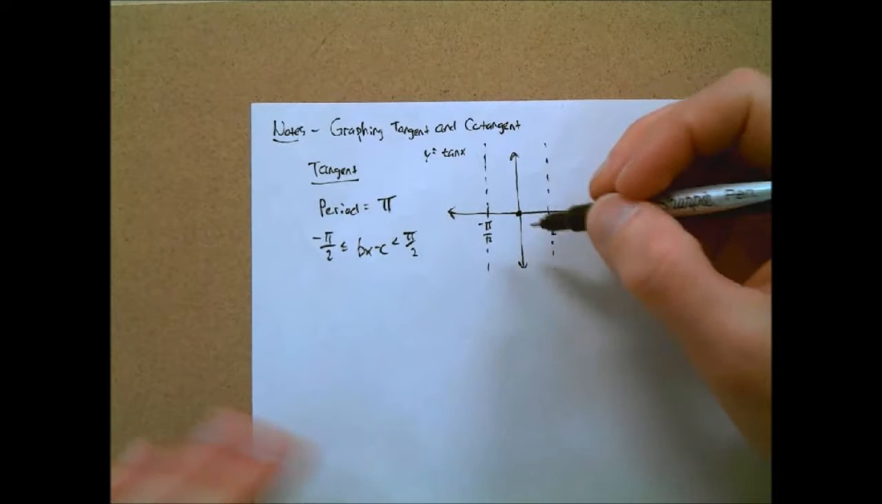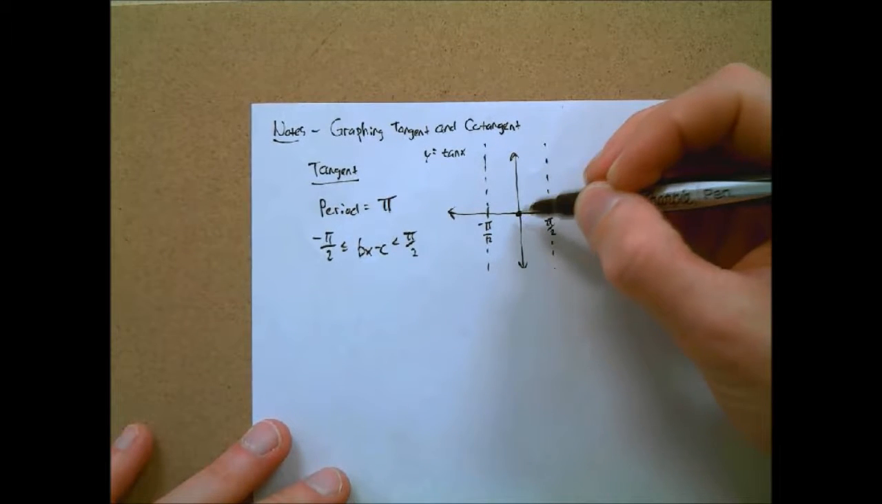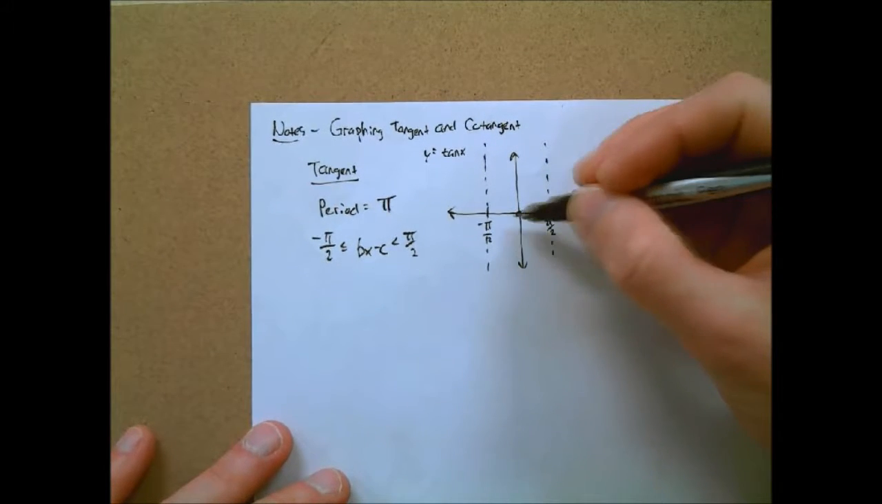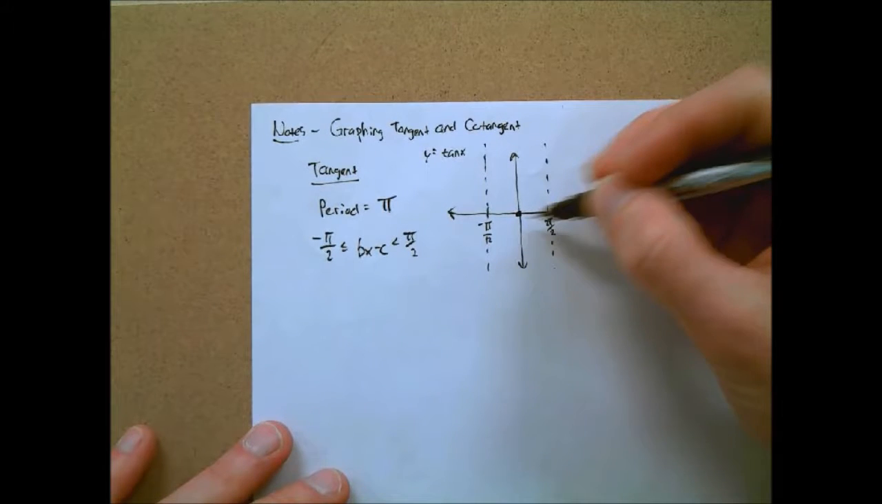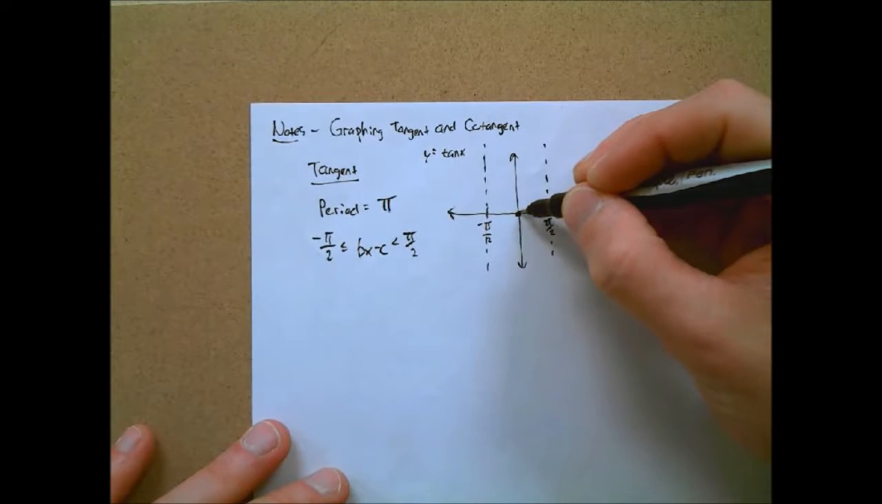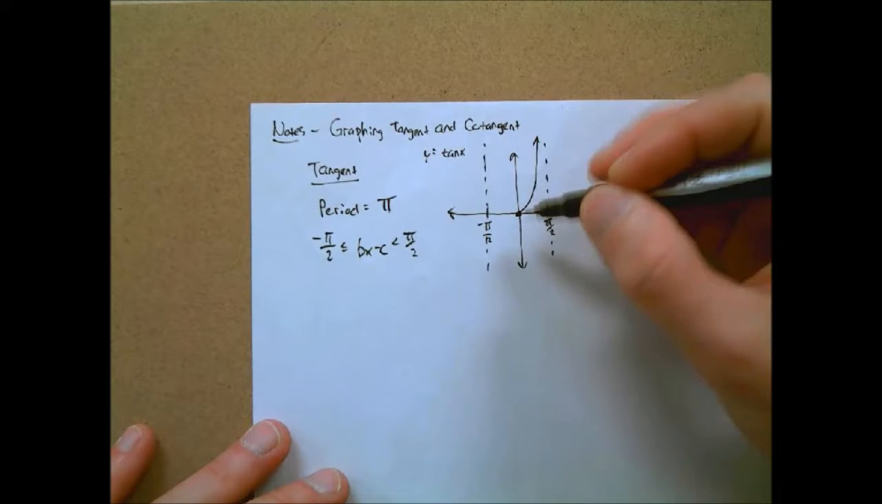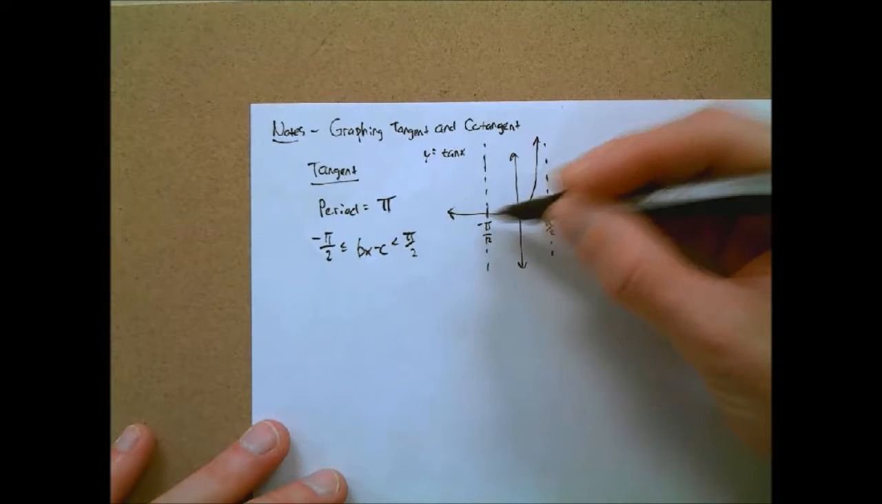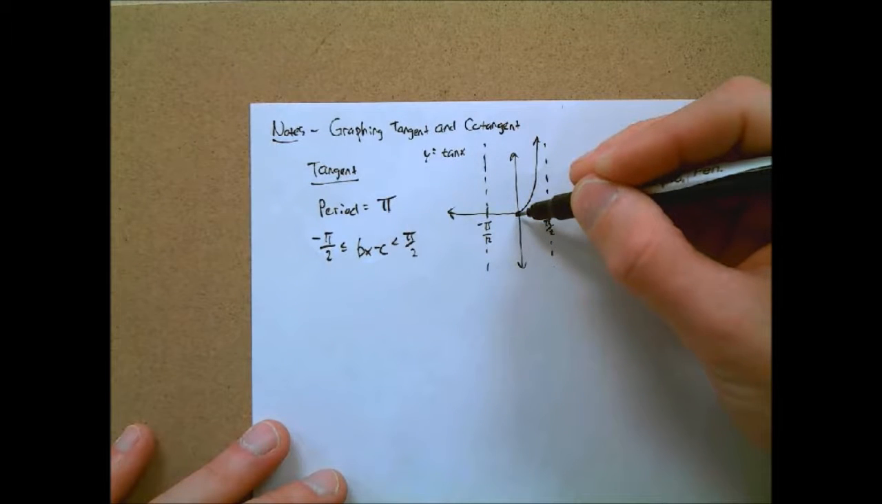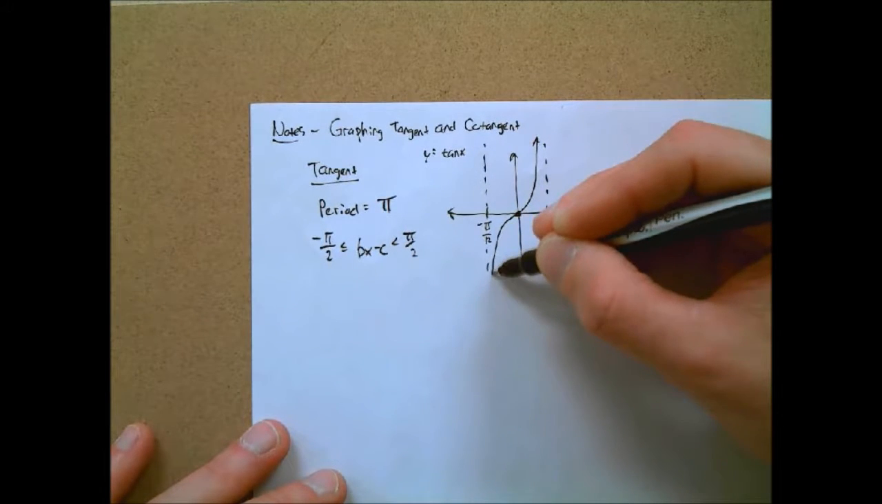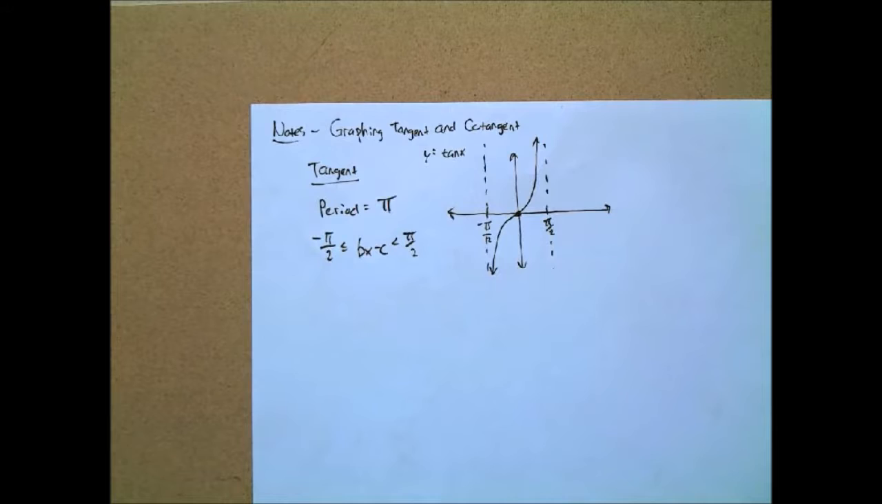Okay, but anyway, so what does tangent look like? Well, for angles between 0 and pi over 2, tangent is going to go up like this. And then for angles in the fourth quadrant there between 0 and negative pi over 2, or you can think of it as 3 pi over 2, it's going to go down like that. So it looks like a cubic. It's not cubic, but it looks like a cubic. That's tangent.